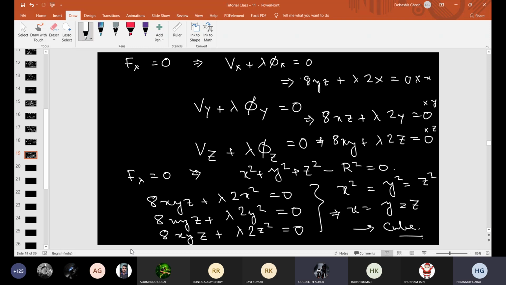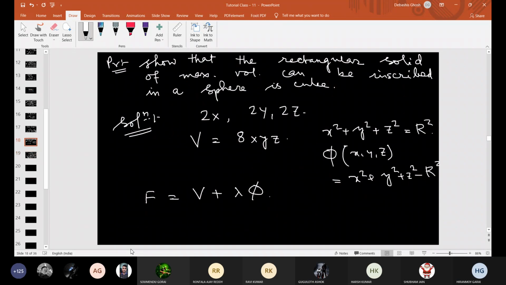Sir, in the starting point, you took 2x comma 2y comma 2z, right? In the previous slide, yes sir. 2x comma 2y comma 2z. These are the lengths of the sides of your rectangular solid. We consider that because it is a rectangular solid, so the lengths are not equal.